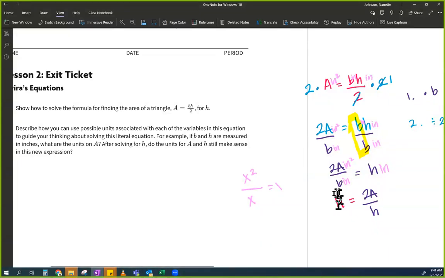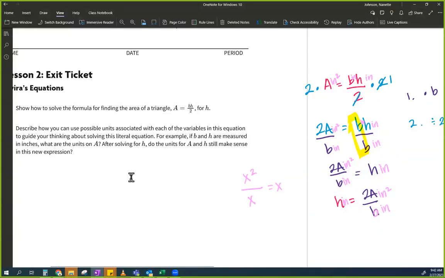So H is measured in inches. So we're good here. There's all the places that we're good in. Oh, this is supposed to be a B. I'm going to change this to a B. There you go. So this is supposed to be a B right here. There you go. So there's your answer.